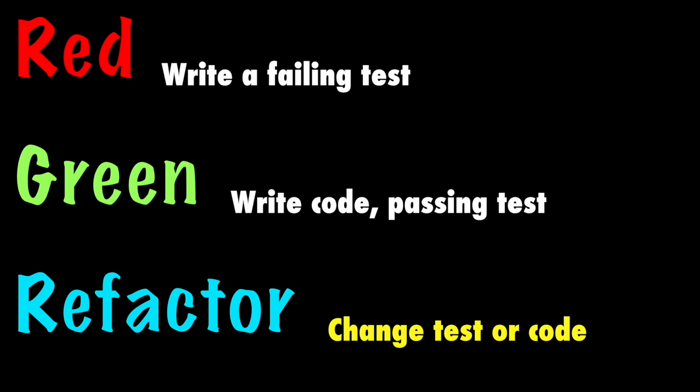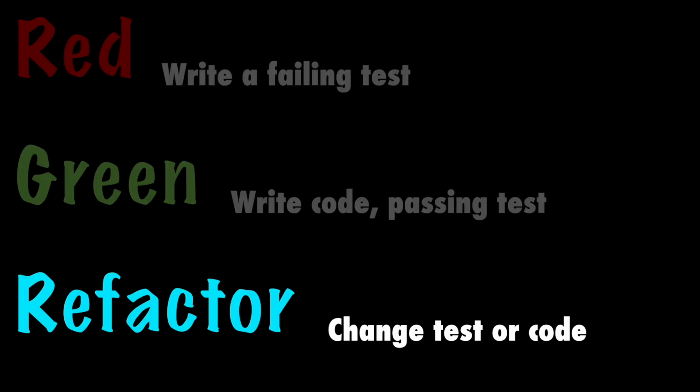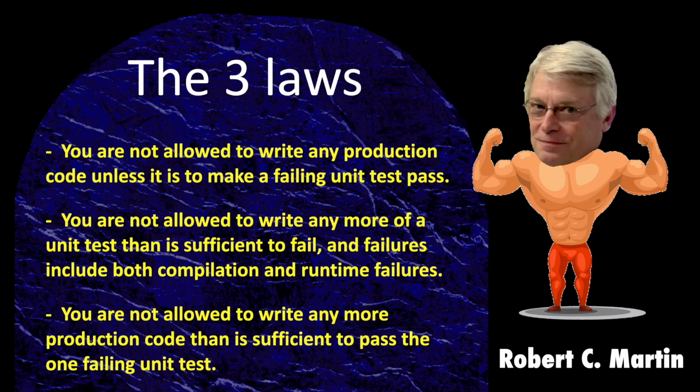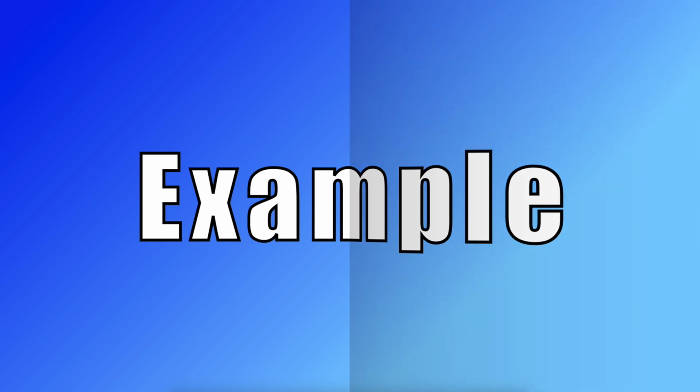After completing the refactor step, start over with the red step and begin the next small change by writing a failing test. Repeat this process over and over until the small coding feature is completed. Uncle Bob summarized this with the 3 laws of TDD. Let's build a simple calculator example to illustrate the steps.